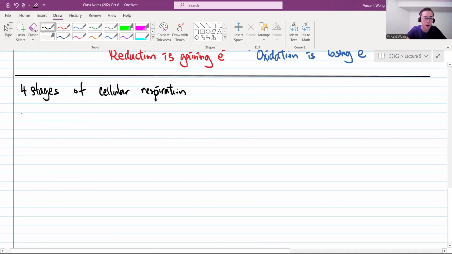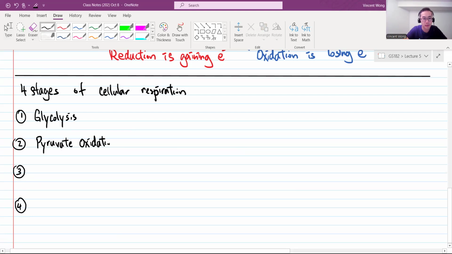All right. So I'm just going to write down the names for you first. Don't worry about the names at this moment. We will explain them later. First one is glycolysis. Second one is pyruvate oxidation. Next one is the Krebs cycle, also known as the citric acid cycle.